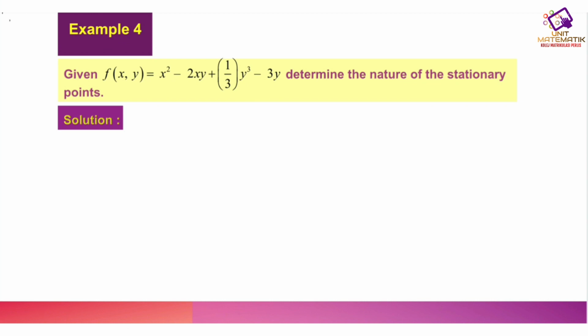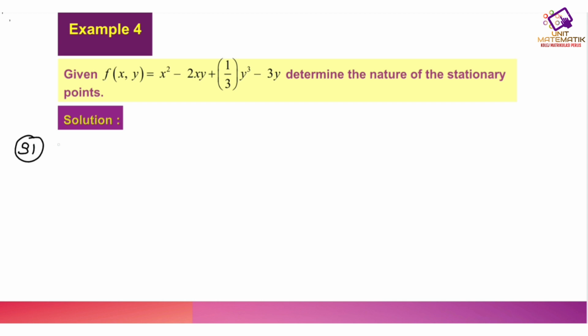Now, we discuss example 4. Given f(x, y) equal to x squared minus 2xy plus 1/3 y cubed minus 3y. Determine the nature of the stationary point or the critical point. To solve this question, we follow the steps.